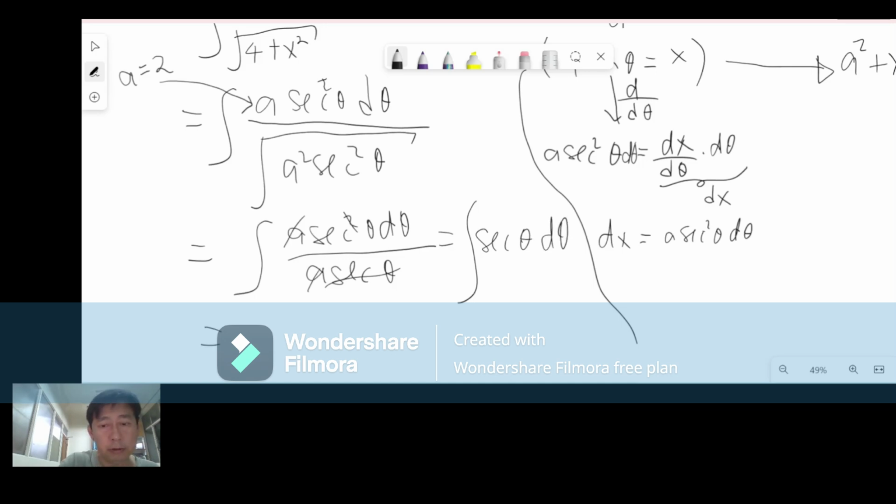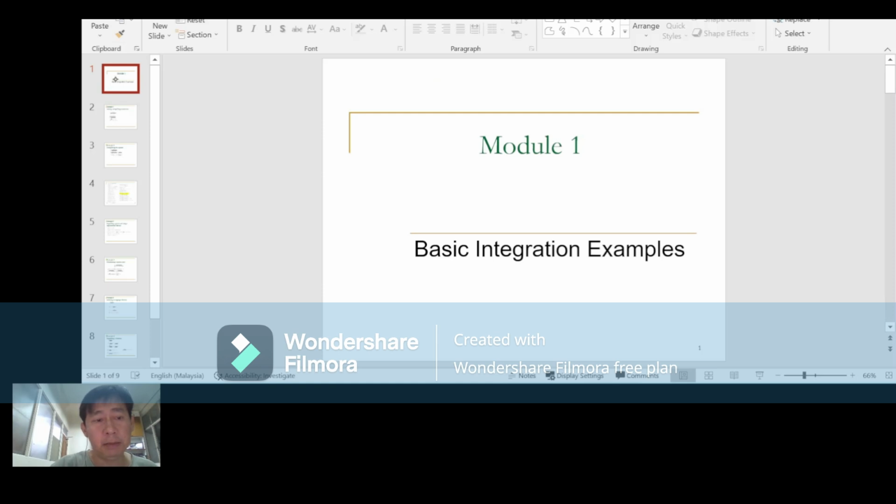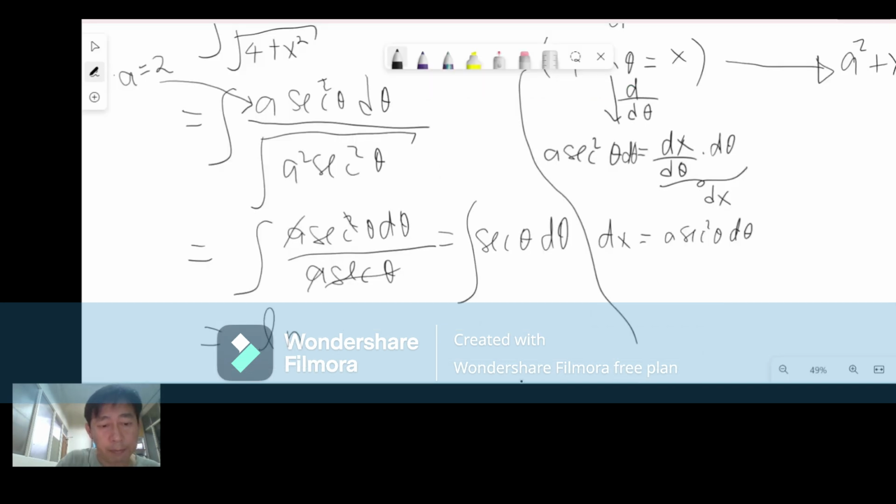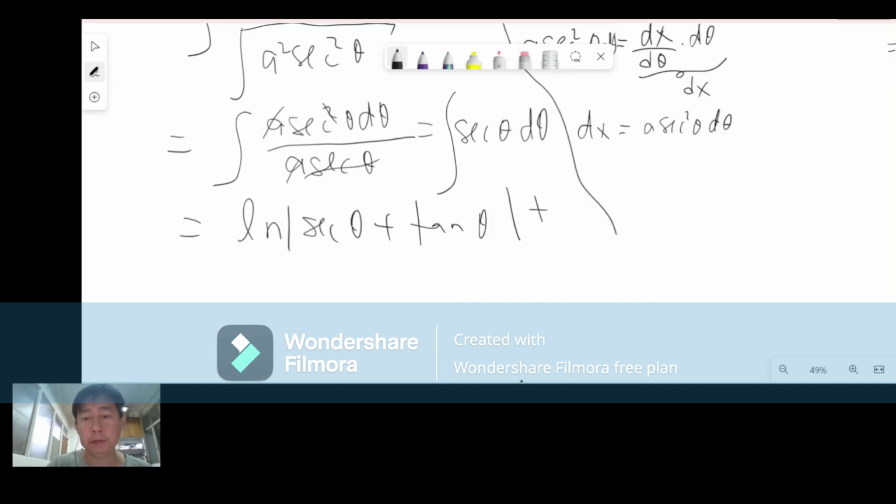Remember, the integration of secant theta was discussed in module 1, example 7, which is simply the log of secant x plus tangent x. So we end up with the answer being the log of secant theta plus tangent theta plus a constant. However, the integration has not been done yet because we have to convert secant theta and tangent theta back to the expression of x. The following step is to see how secant theta and tangent theta can be expressed in terms of x.